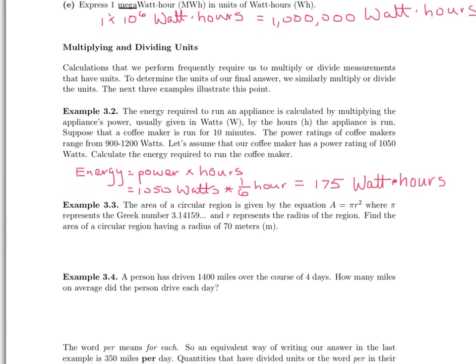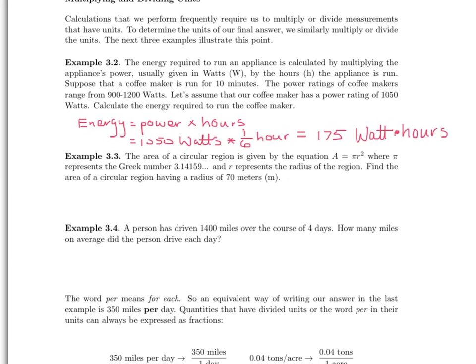Let's go ahead and look at the next example. The area of a circular region is given by the equation A equals pi times r squared, where pi represents the Greek number 3.14159 with additional digits, and r represents the radius of the circular region. Let's go ahead and find the area of the circular region that has a radius of 70 meters.